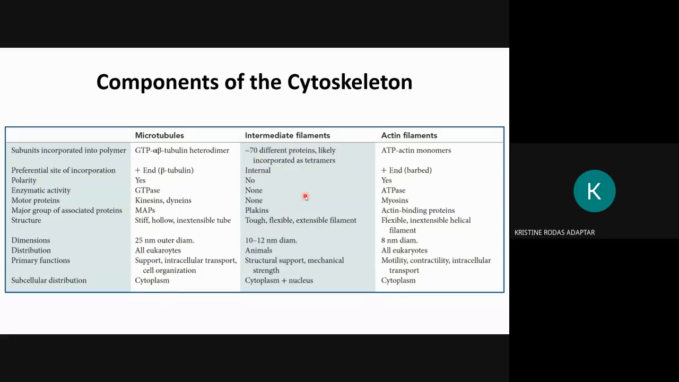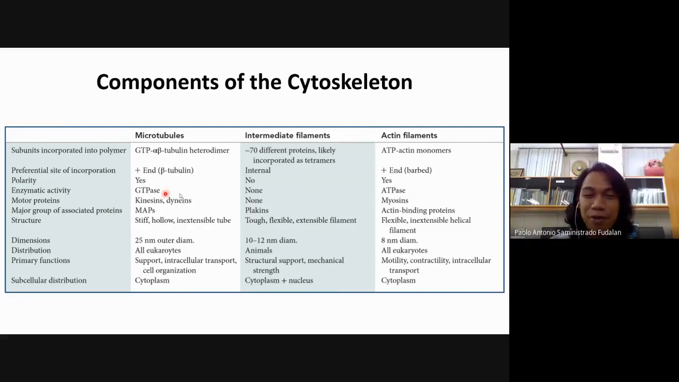For the enzymatic activity, sir, both the microtubules and actin filaments have it. It's just that microtubules use GTPase and actin filaments use ATPase. While the intermediate filaments have no enzymatic activity involved. And then also, sir, intermediate filaments are also found in the nucleus. And the microtubules and actin filaments are exclusively in the cytoplasm. Right. So thank you for that.